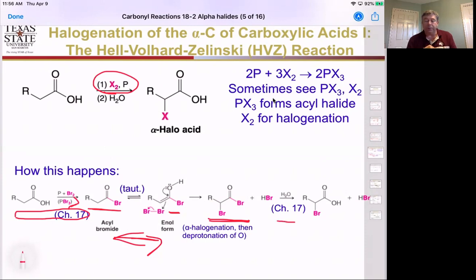And when we work up the reaction by adding water, the acid halide is hydrolyzed off, giving us our alpha bromo carboxylic acid.